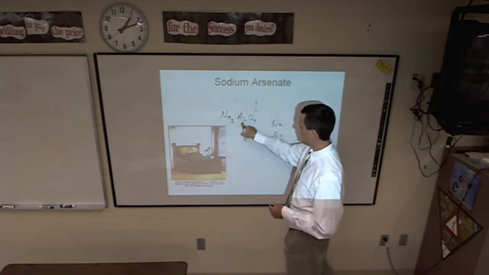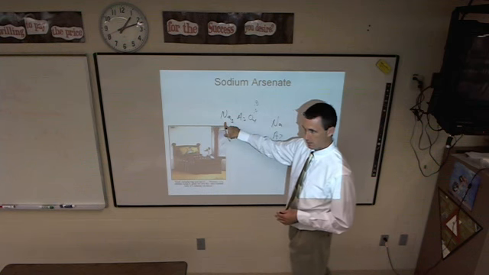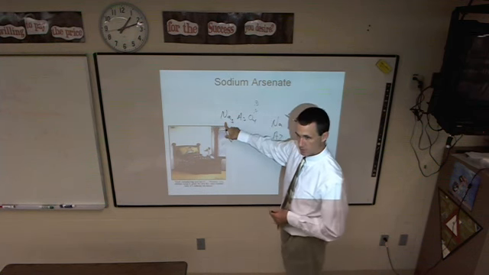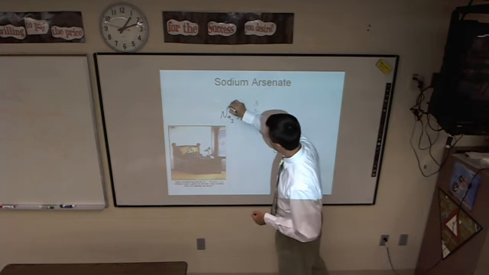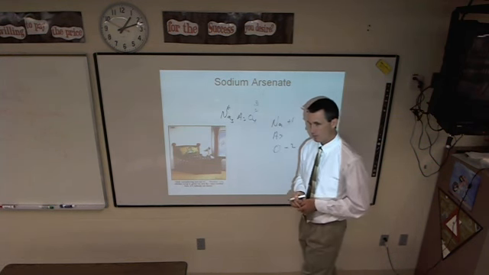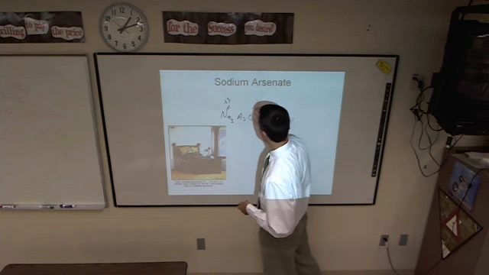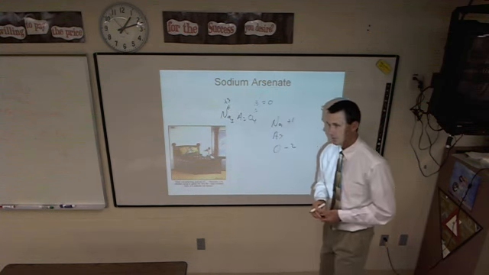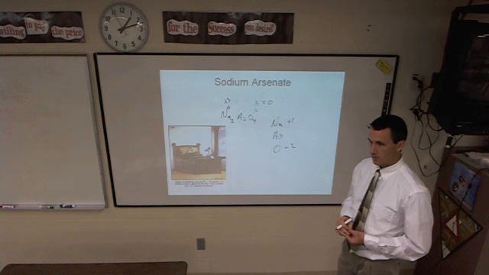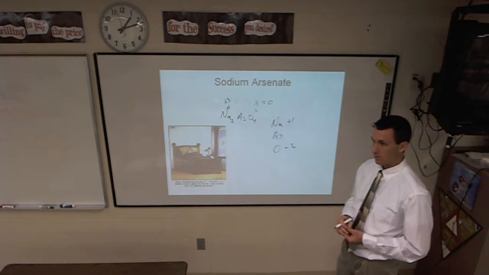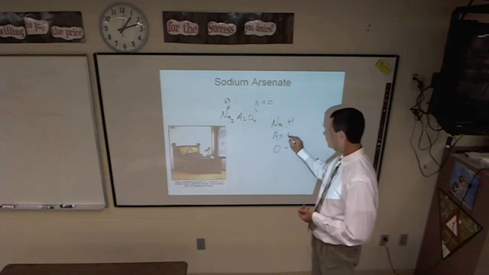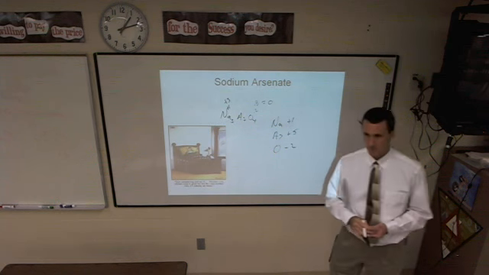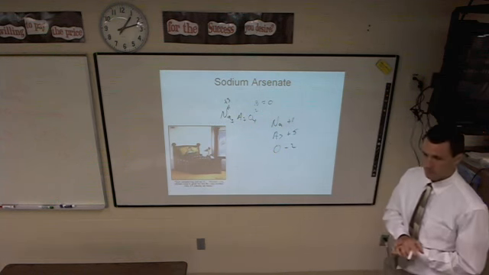Now do we do the middle one or do the cation? Do the cation. And what's sodium's charge? +1. And if there's 3 of them, that equals what? +3. And so what must As be if the whole thing equals 0? +5. Those are the oxidation numbers for sodium arsenate.